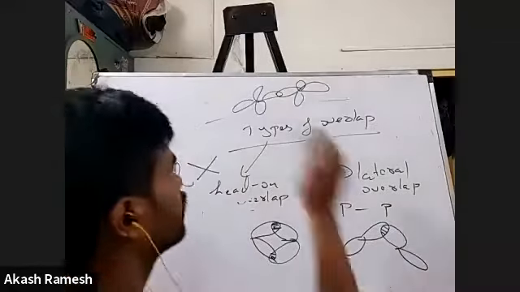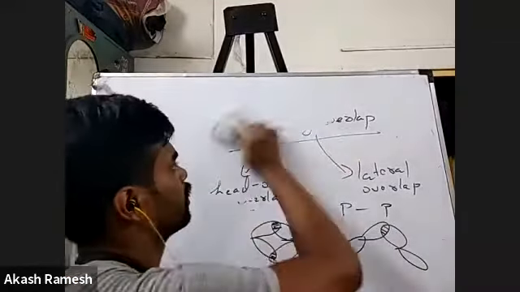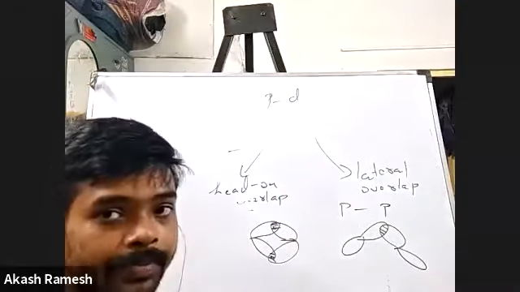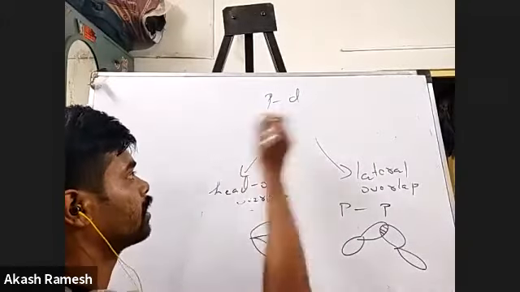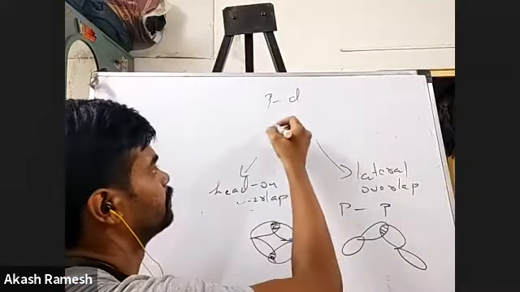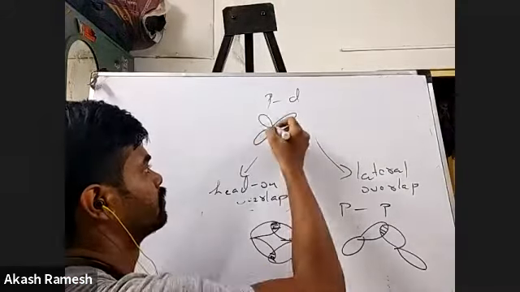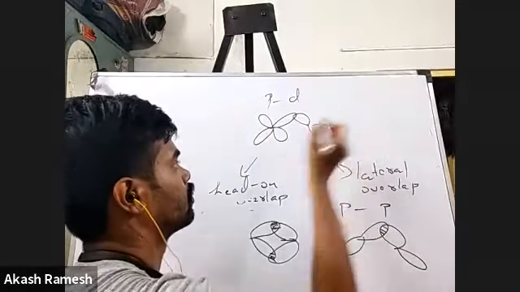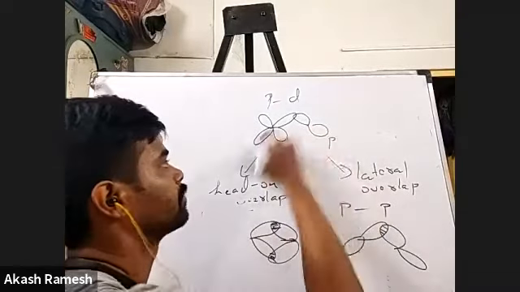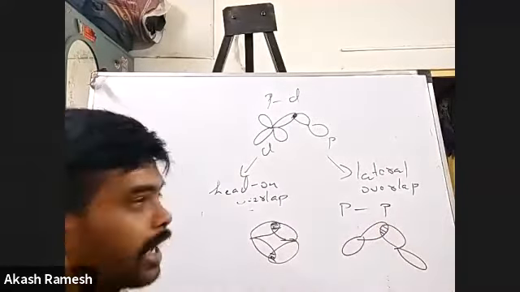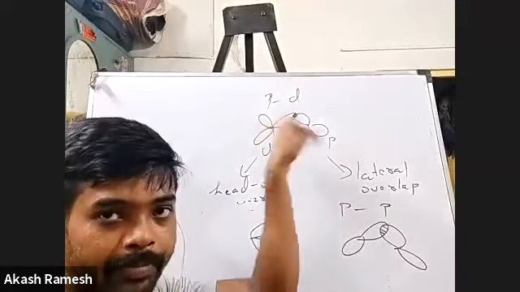Okay? Say I go for the next one, P and D overlap. P and D overlap can come like this. It's very simple. First I draw the D orbital. Now one of the P orbitals. So this is my D, this is my P. You can see again there's a shaded region here. Again, this is lateral overlap only, not head-on overlap.